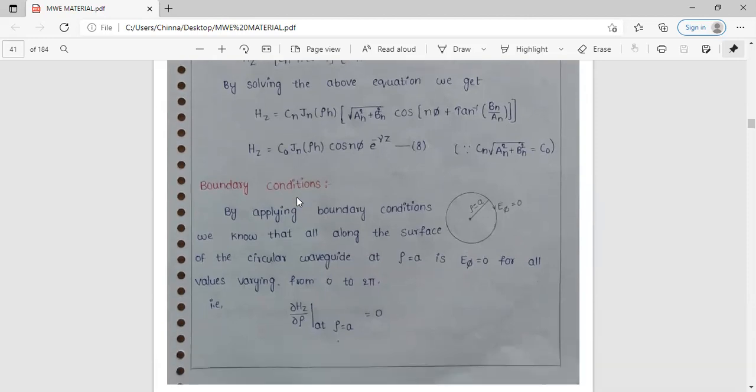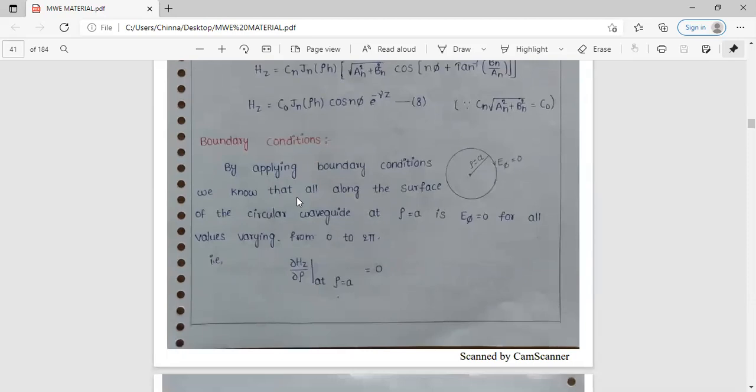So if you go for the boundary condition for TE mode, so the TE wave propagates. So if you go for the boundary condition, here you can see ρ is equal to a and Eφ is equal to 0 for the boundary condition. So apply the boundary condition. We know that all along the surface of the circular waveguide at ρ is equal to a, Eφ is equal to 0 for all values of φ varying from 0 to 2π.